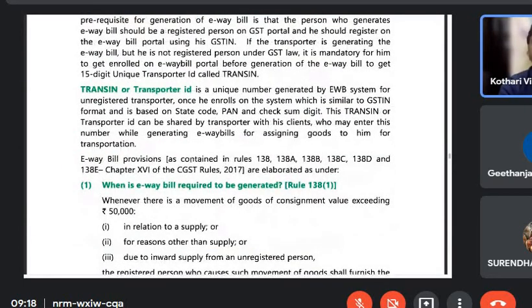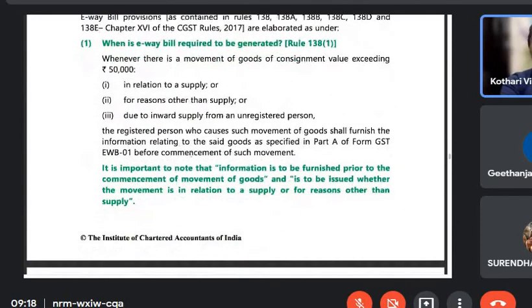Who can issue the e-waybill? Either the supplier or the transporter can generate the e-waybill. Normally e-waybill has 2 parts: part A and part B. When is e-waybill required to be generated? It is required whenever there is a movement of goods of value exceeding 50,000 rupees in case of an interstate supply. In case of an intrastate supply, in some states it is 1 lakh, in some states it is 50,000 rupees.